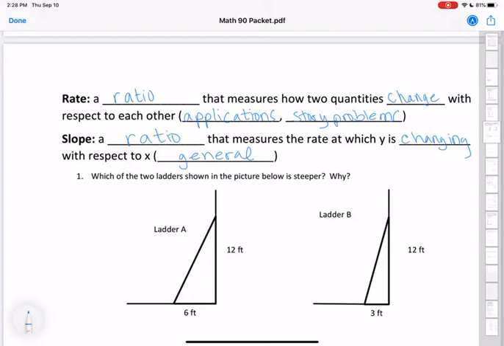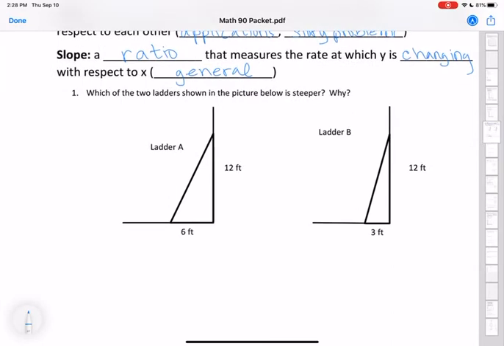Okay, so now in number 1 here we have ladder A and ladder B. Looks like they're both 12 feet. They're up 12 feet high on the wall, looks like. And then one of them is only out 3 feet, but the other one is out 6 feet. I want you to tell me which of the two ladders shown in the picture is steeper and why. So take a look, think about it. What do you think? Which one's steeper?